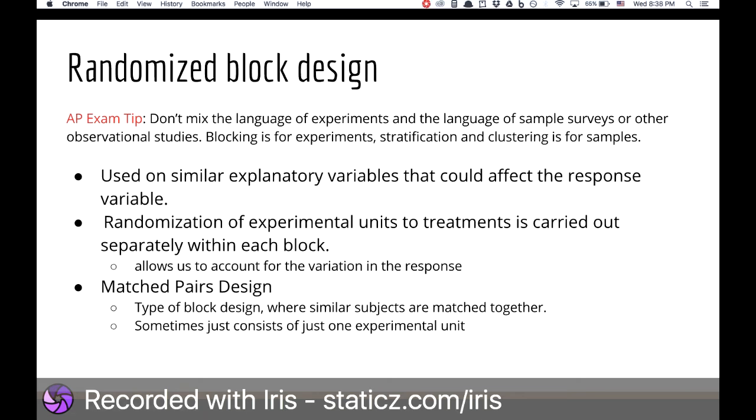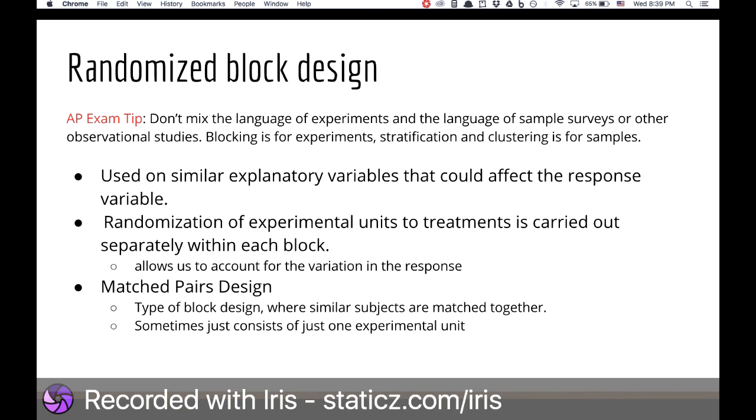On to block design specifically. AP exam tip: don't mix the language of experiments and the language of observational studies. Blocking is for experiments, but stratification and clustering is for samples only. We use blocks on similar explanatory variables that could affect the response variable. Randomization of experimental units to treatments is carried out separately within each block, and this allows us to account for the variation in the response.